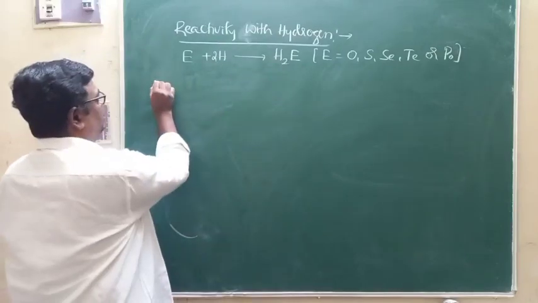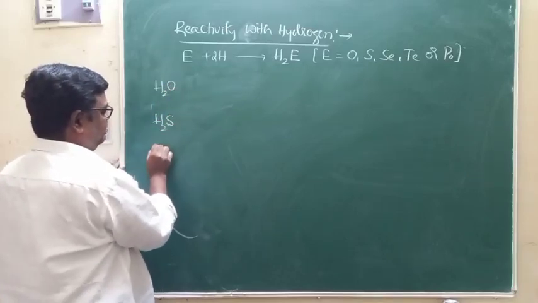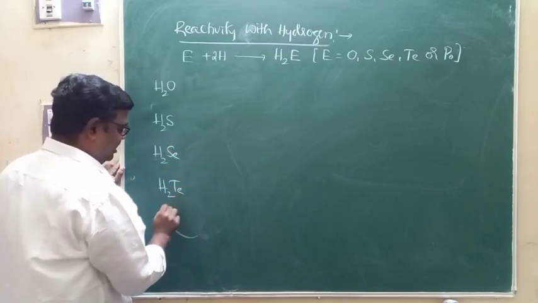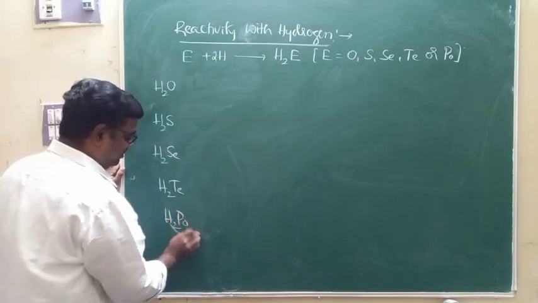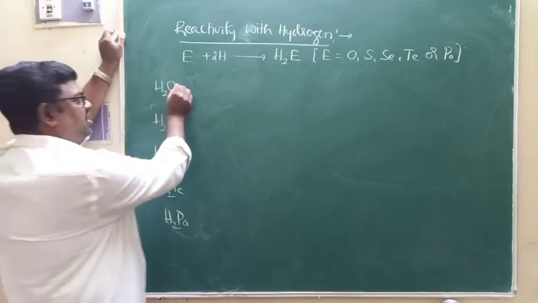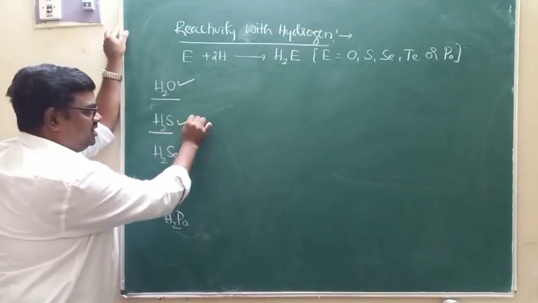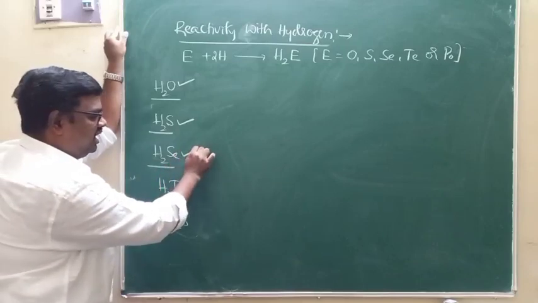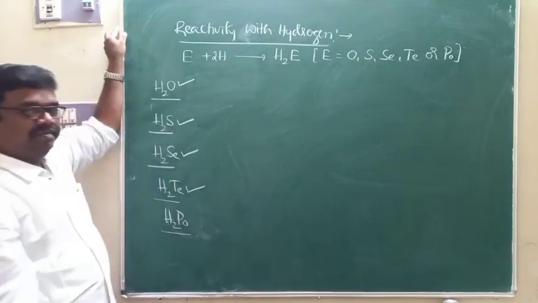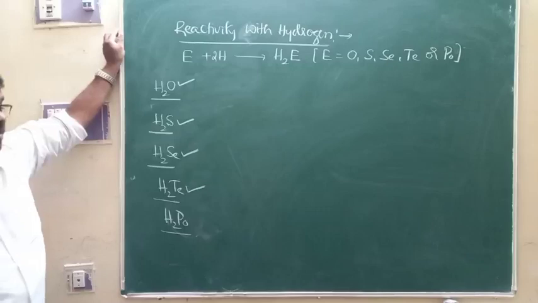As far as dihydrides are concerned, we have H2O over here, we have H2S here, we have H2Se, we have H2Te, and of course H2Po. These are the dihydrides of, yes, it is group 16 elements. This is water, or you can call it as hydrogen oxide. This is hydrogen sulfide. This is hydrogen selenide. This is hydrogen telluride. This is hydrogen polonide. These are the dihydrides of group 16 elements.